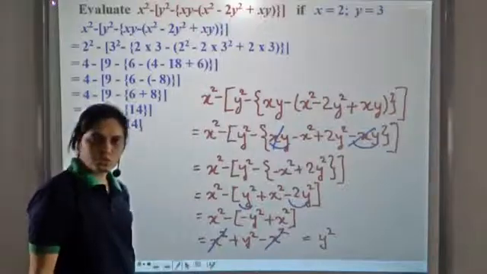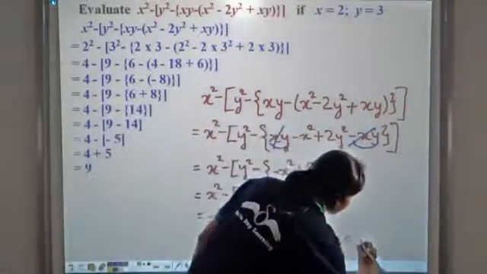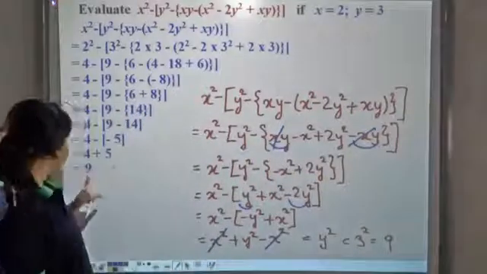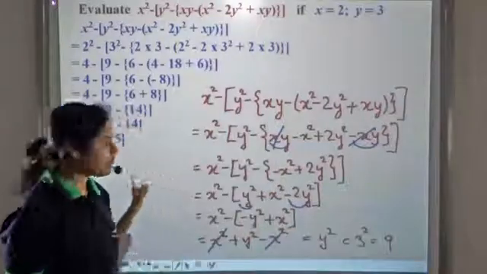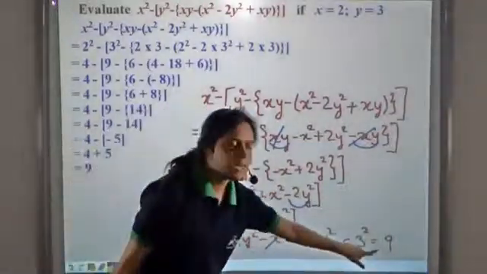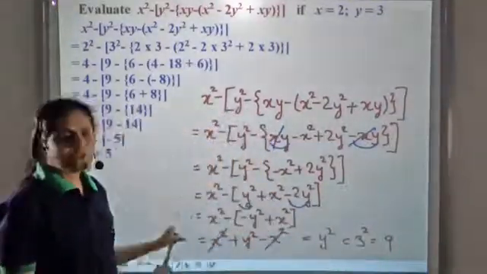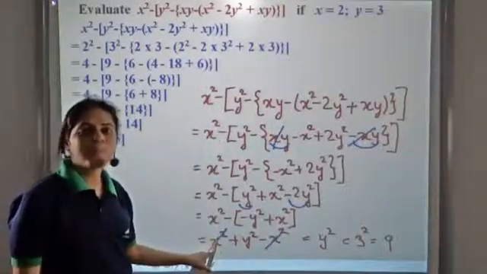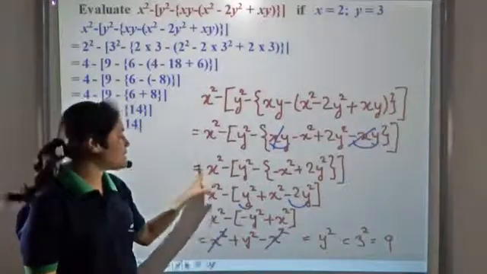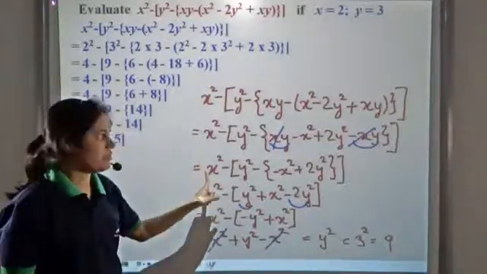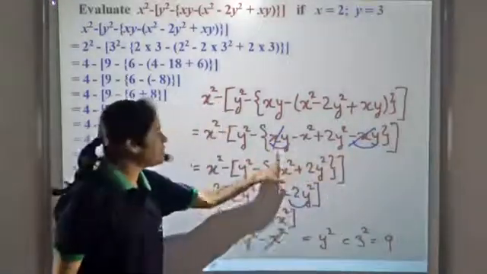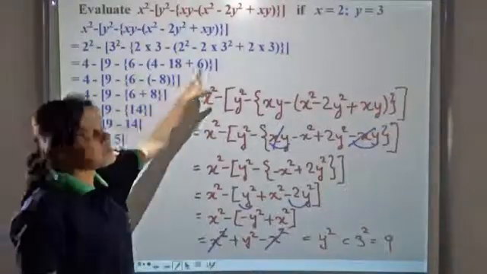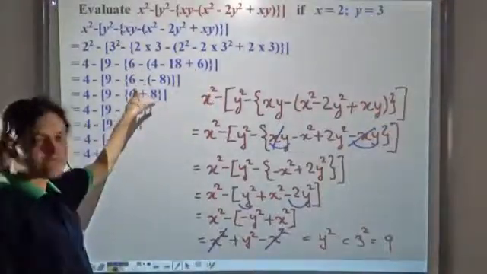Y is equal to 3. So this is 3 square, which is 9. So we get the same answer as we had got before. We had got 9 here. We get 9 here. But which one is simpler? Obviously, this one is much simpler because it saves us a lot of calculation. These two terms get cancelled. Here we had to calculate it twice. We had to calculate this 6, and then again cancel it here.